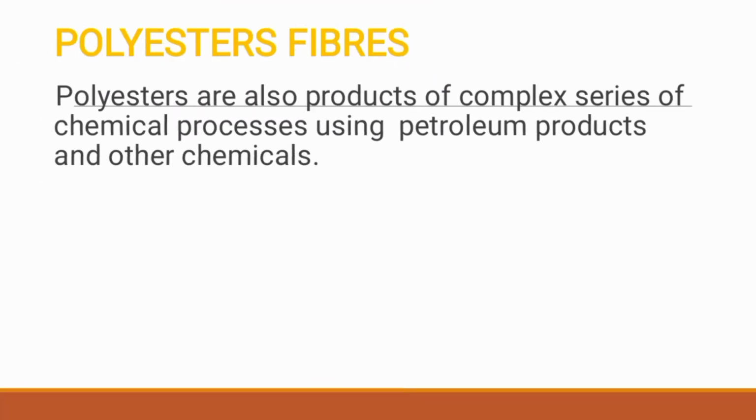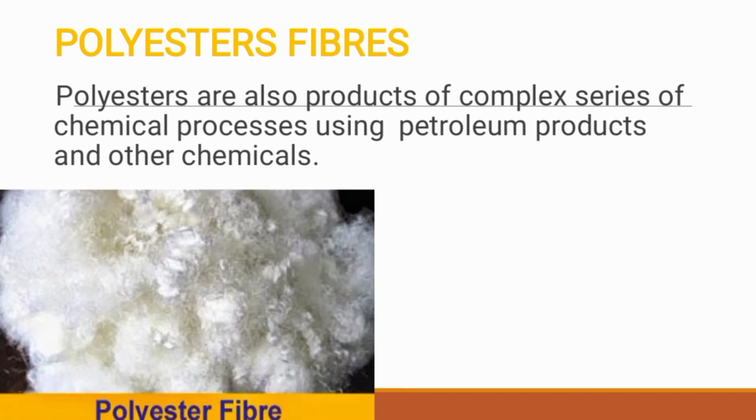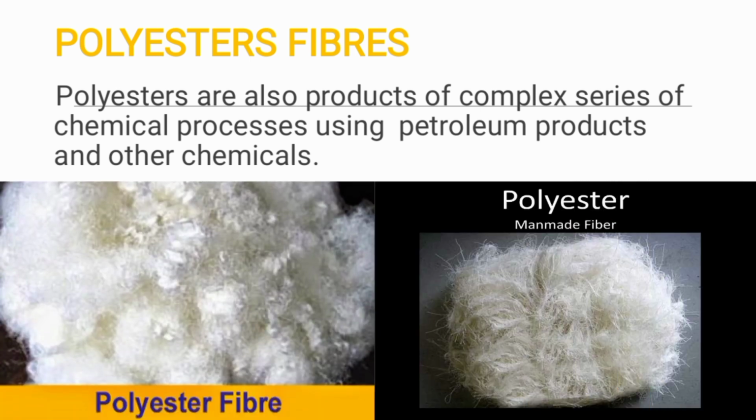Then polyester. Polyesters are also products of a complex series of chemical processes using petroleum products and other chemicals. So that's what they use in getting nylon and polyester from a mineral source, petroleum, coal. They're mixing it with chemicals. That is how polyester man-made fibers are being formed, and also our nylon fibers.